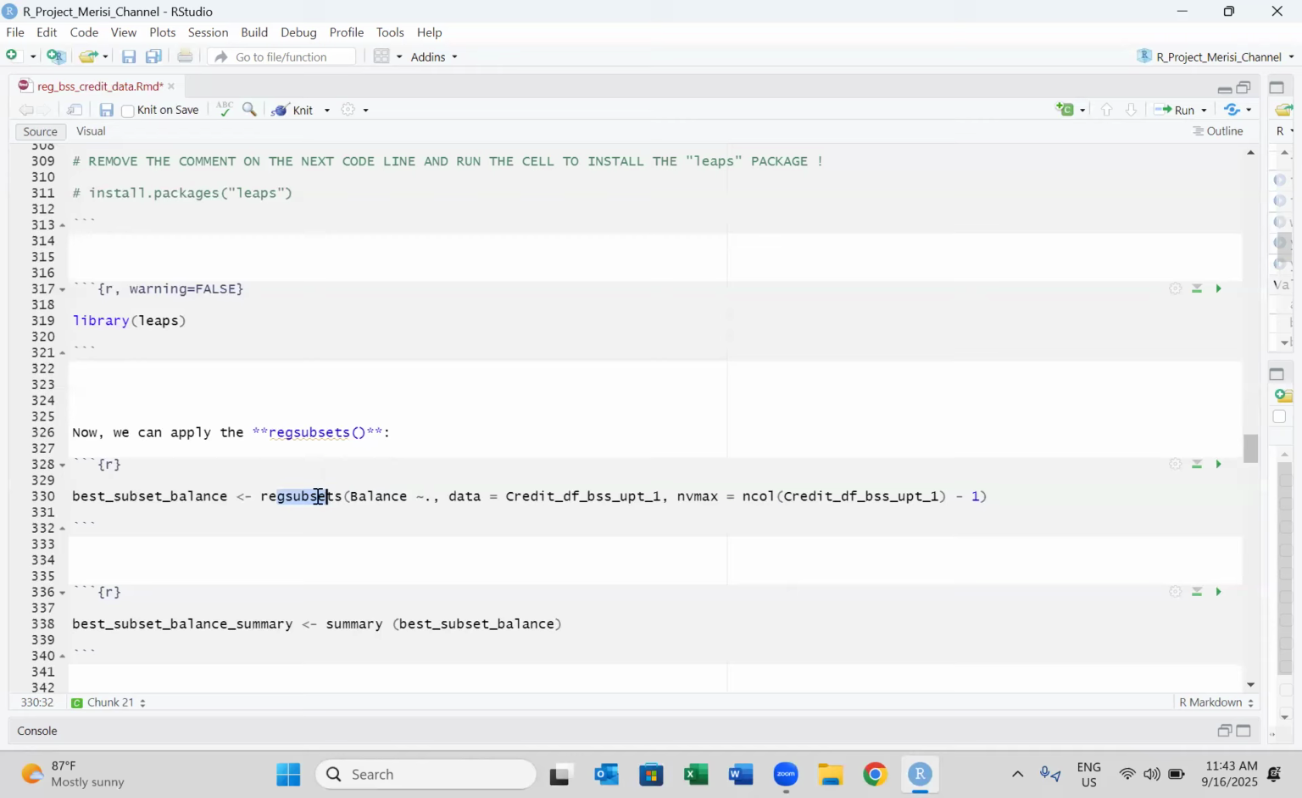All right, so notice that I am storing the output from regsubsets in this variable, best subset balance. Now, the recommendation is that instead of exploring the output from this directly, we invoke the summary function on that variable. And that's what I'm doing in the next code cell. I'm invoking summary on that variable, and then storing that in a new variable, which has the same name but with the word summary added: best subset balance summary.